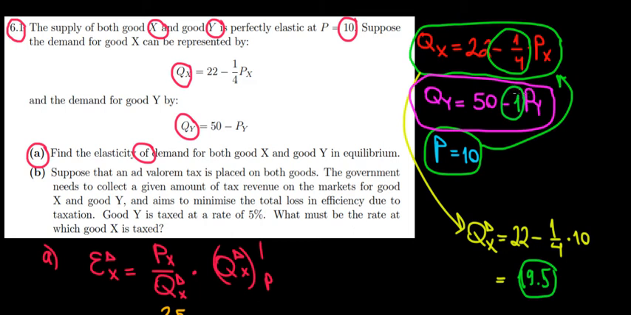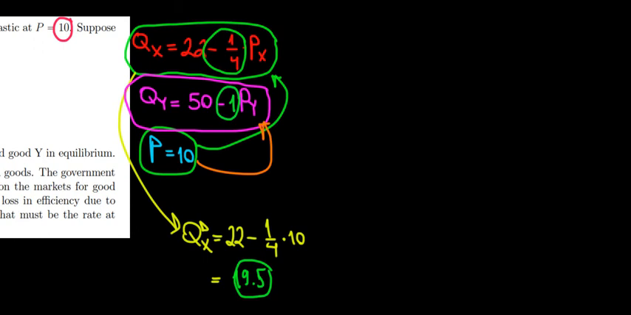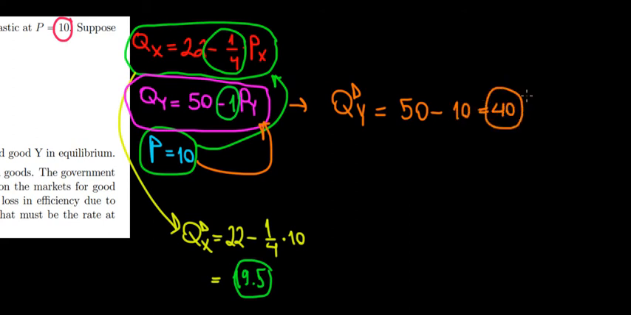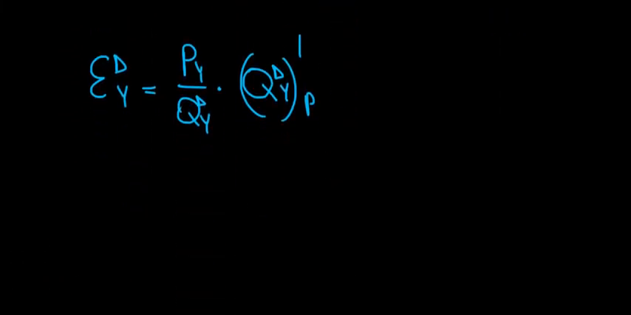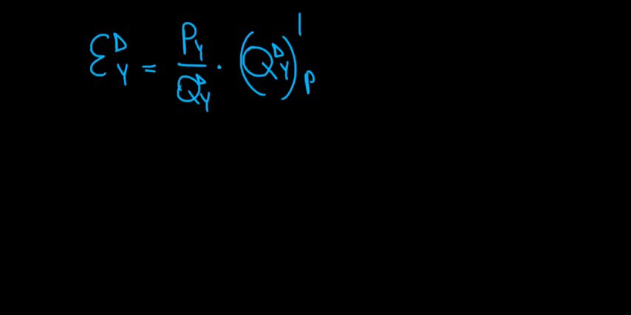Now, how can we find the quantity demanded in equilibrium given that the price is fixed at 10 euros? We just substitute it into the quantity demanded of Y function. The quantity demanded of Y in equilibrium is 50 minus 10, which is equal to 40 units. Now, with all that, we can find the elasticity of demand. Keep in mind that the derivative was minus 1, price 10, quantity 40. So it's a matter of substitution into our equation.